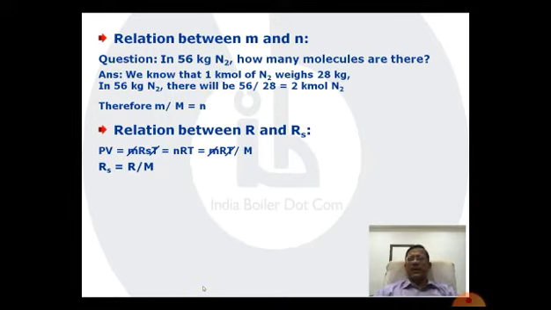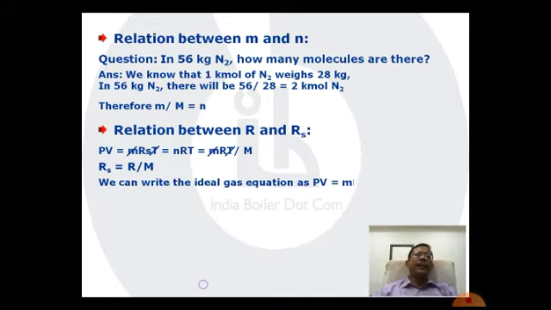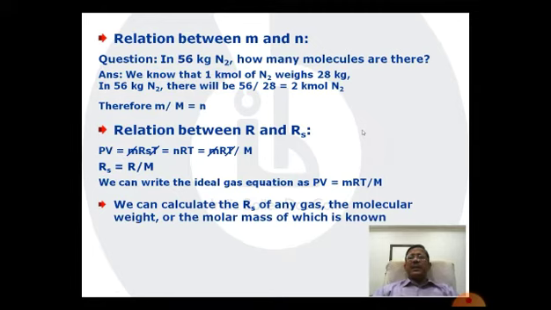So if I know the molecular weight, therefore I know the molar mass, and since I know the universal gas constant, I can find out the specific gas constant of any gas. We can write the ideal gas law as PV is equal to nRT. I can replace n by m by M, so I can write it as PV is equal to small m RT by capital M. Since R, the universal gas constant, is known to us, another way is finding out the Rs of different gases. I told you, if the molar mass is known, we can find out Rs, the specific gas constant.